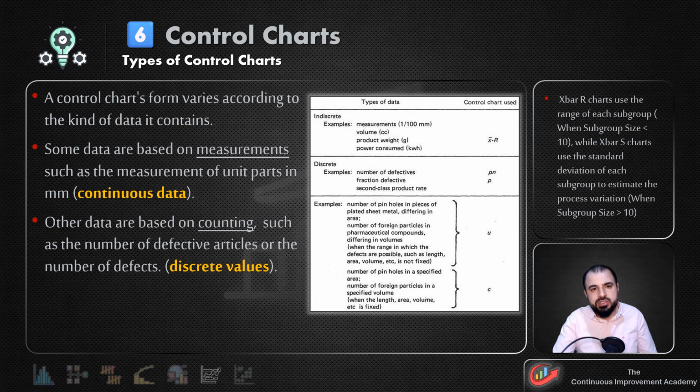Each chart serves a specific purpose and is chosen based on the type of data and objective of the analysis. Understanding these charts is crucial for maintaining quality and efficiency in our process control.